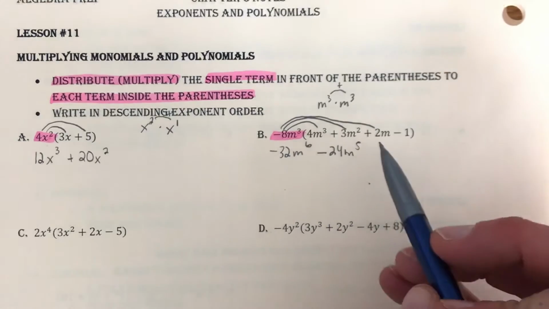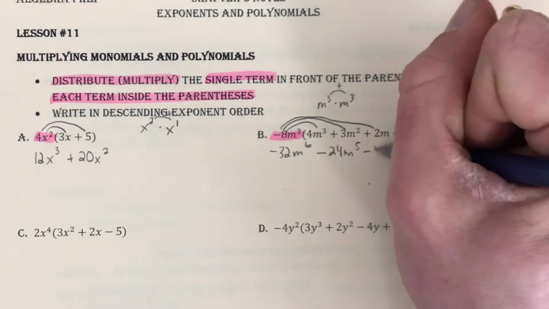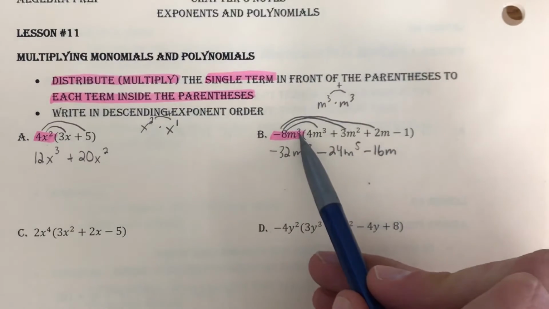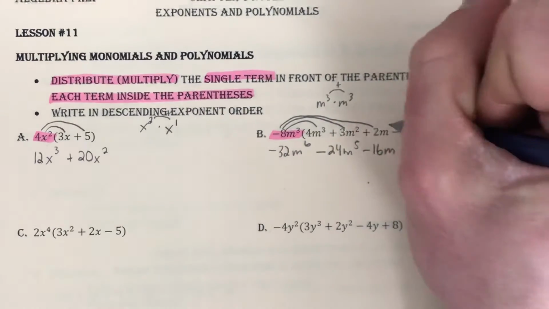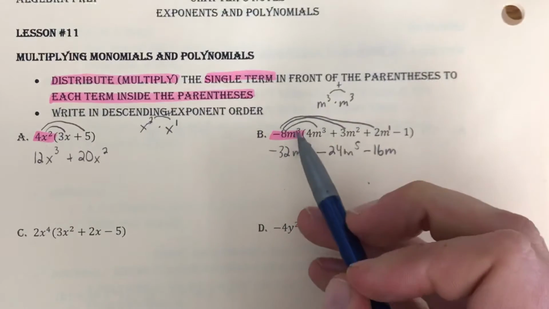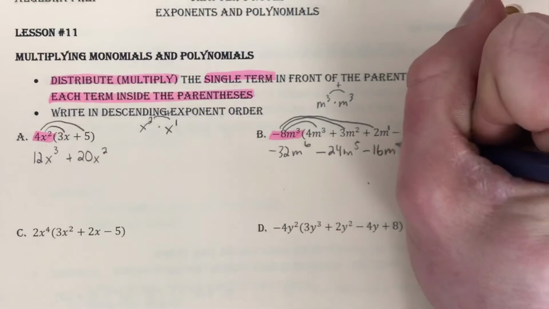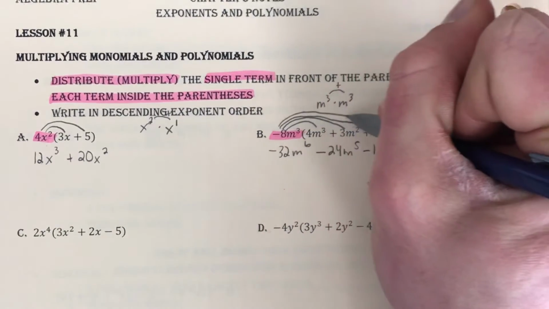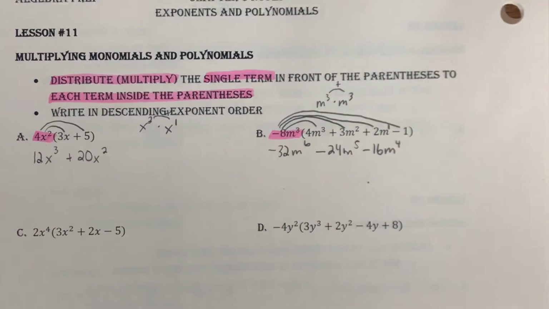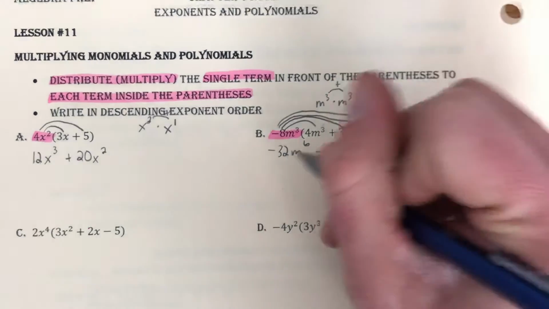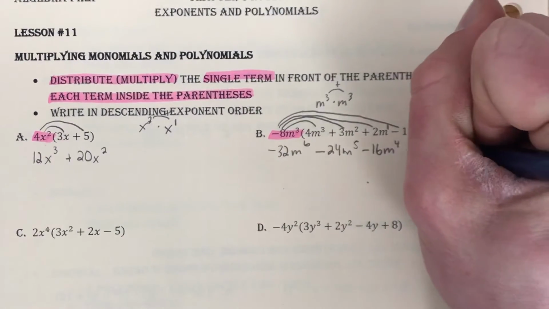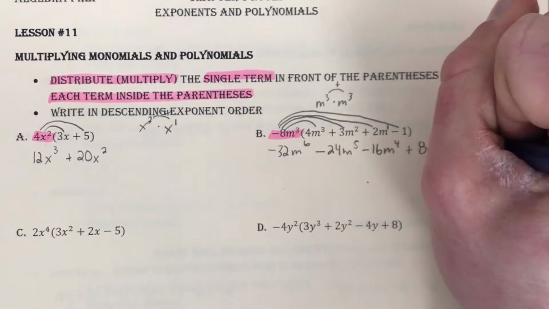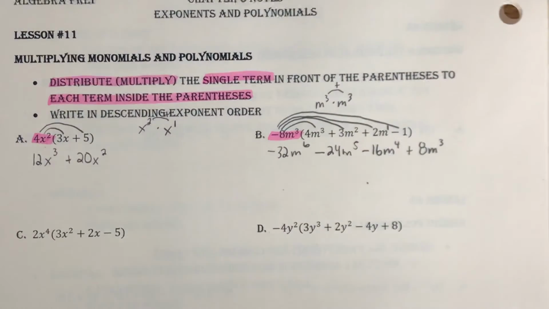So negative 8 times positive 2 is negative 16. And then I know I'm going to have an m. I've got m to the third times m, remembering this has an exponent of 1, so add those exponents, so that is m to the fourth. And then last term, negative 8m to the third times negative 1. Well, negative 8 times negative 1 is positive 8. And then the m to the thirds are the only ones, so I'm going to bring those down.